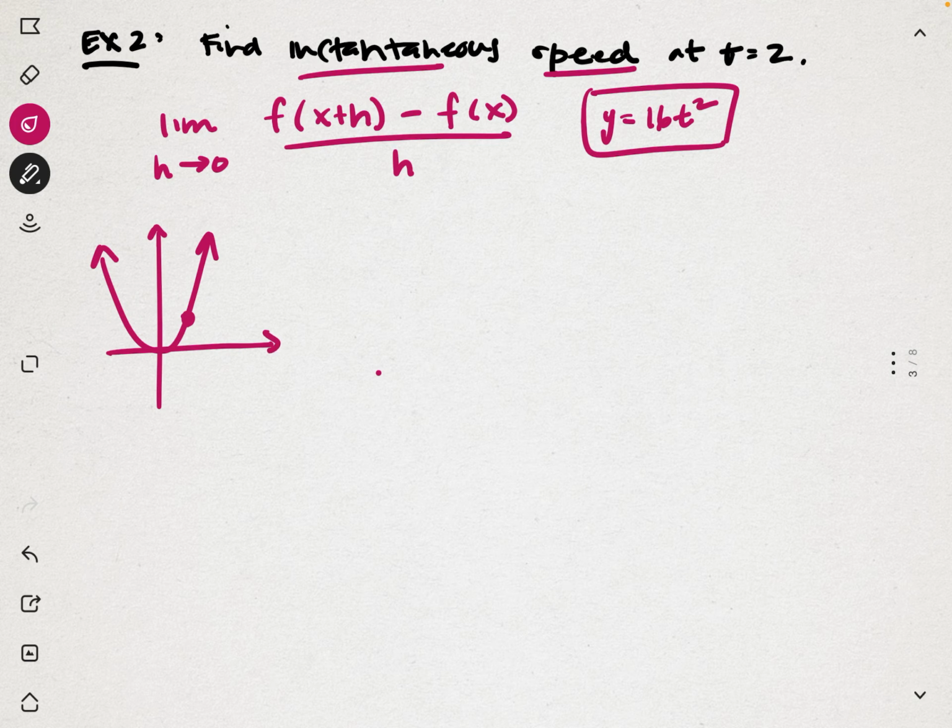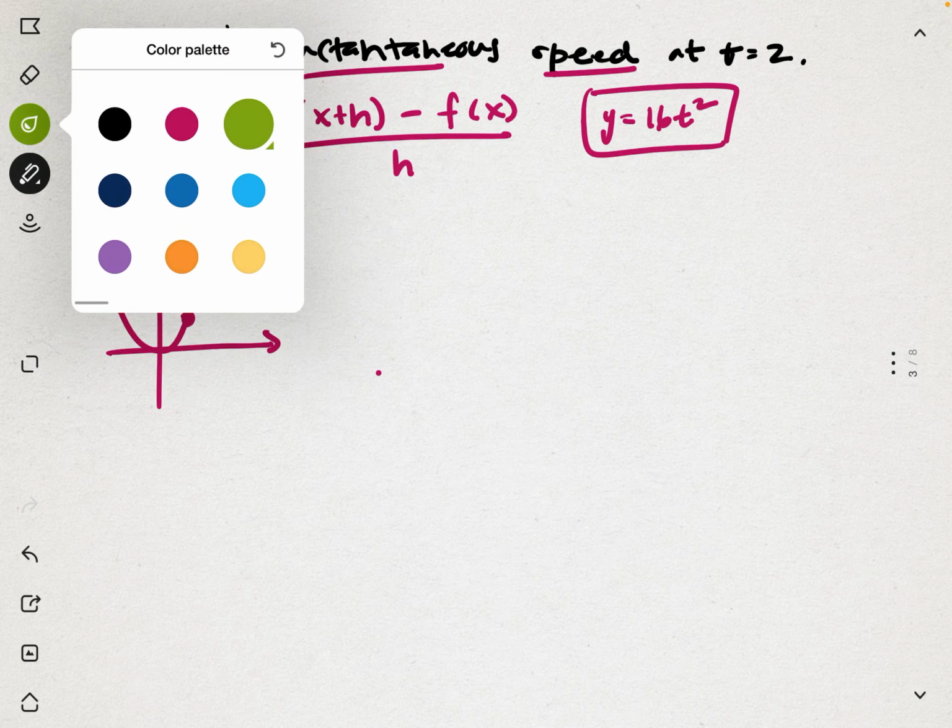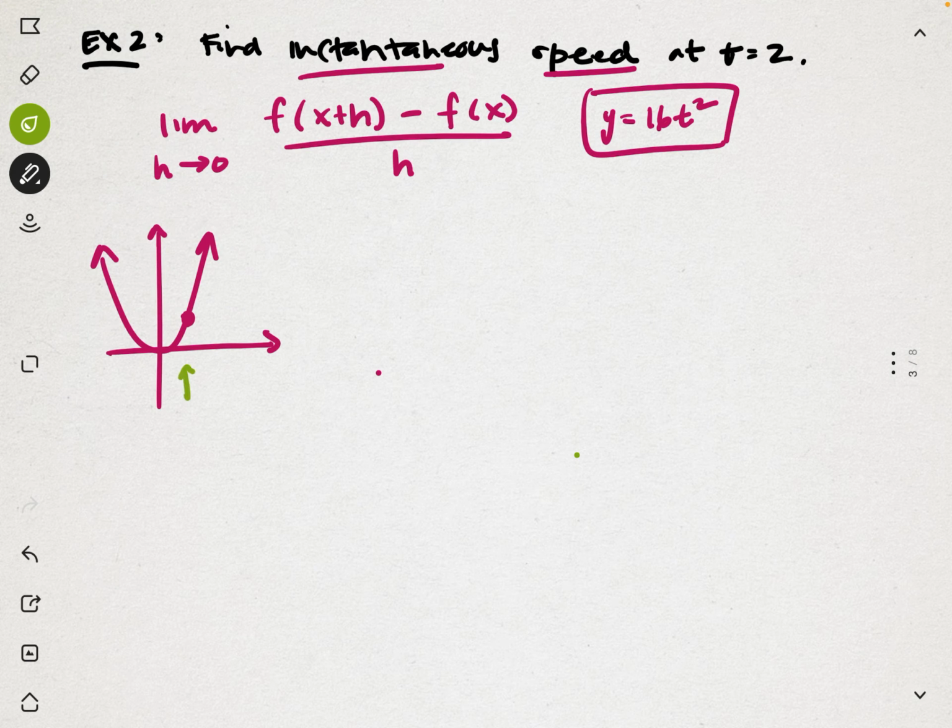Let's change colors here. Okay, so that's t equals 2. What we're doing is we're putting another point in here. We're not sure where the point is, and we don't really care where the point is. But because we're doing the limit, we're trying to get this h ever and ever closer to the point, so that it gives us our exact problem.